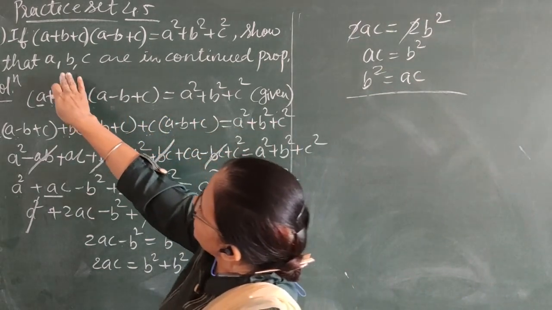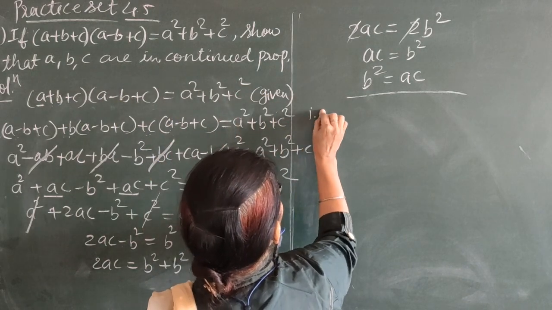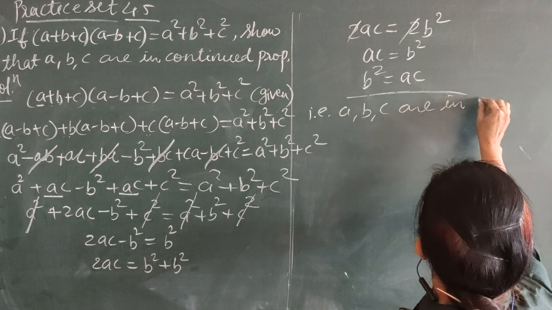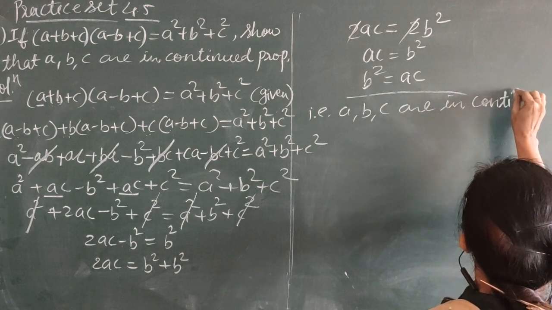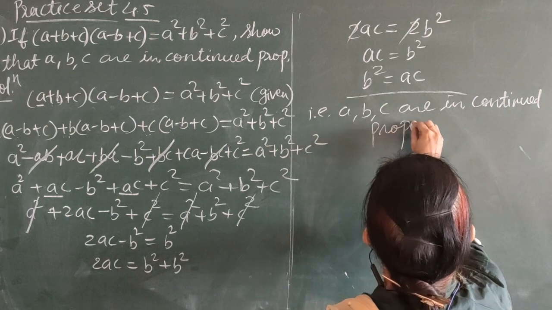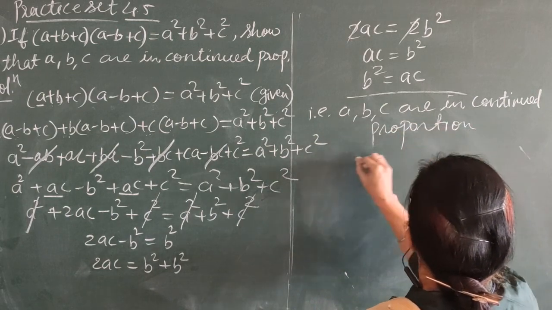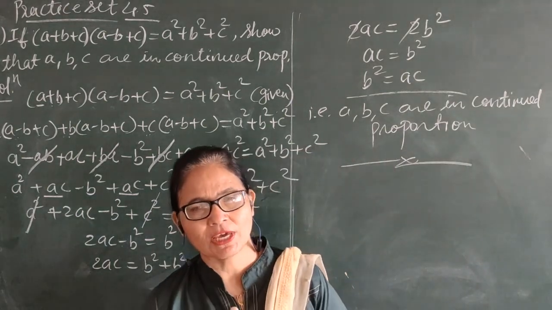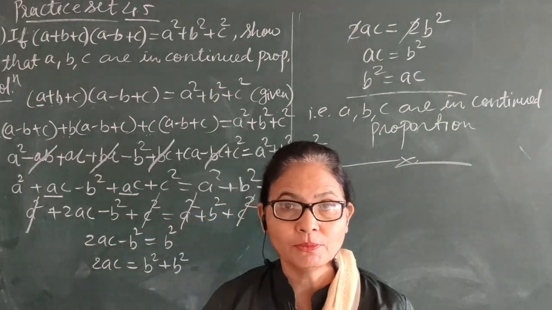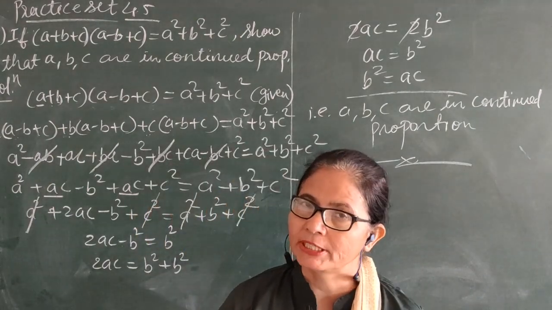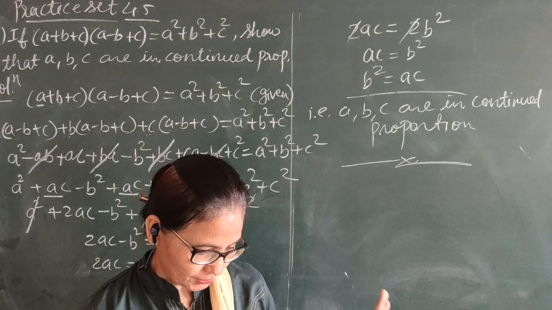It means this a, b, c are in which proportion? Continued proportion. Okay children, so I hope you understood whatever sums we have studied based on continued proportion. Remember, continued proportion, mean proportional and geometric mean are all one and the same.